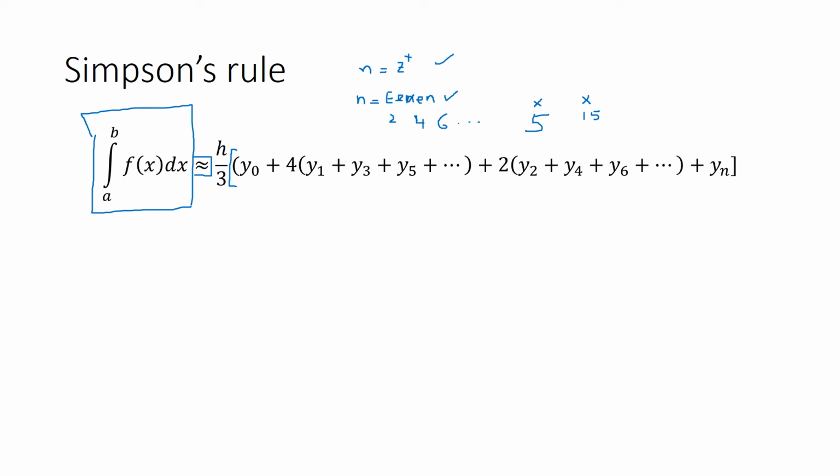Okay, so this is actually the rule. Then inside the y's, when your y is from 1 to 15, suppose, there will be some odd y's and some even y's. Odd y's will be added and multiplied by 4, and even y's will be added and multiplied by 2. The first y and the last y will be again separate, and this is h by 3 this time, not h by 2, and the h is same, b minus a divided by n.